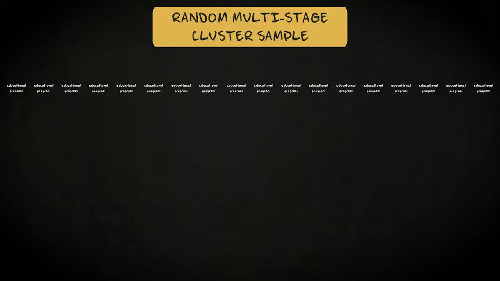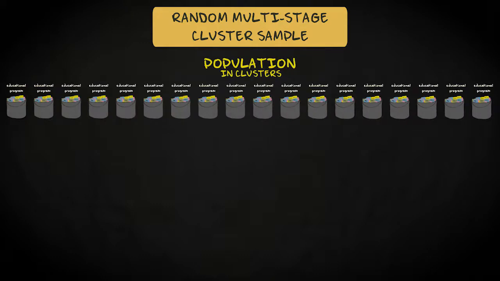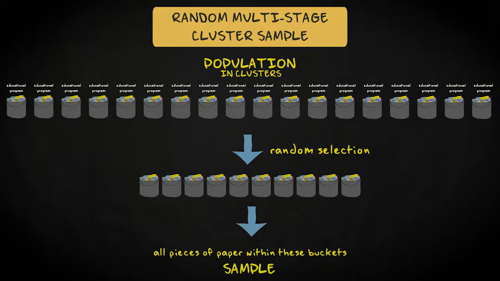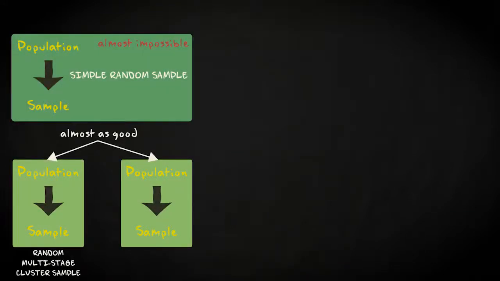It works as follows. First, you identify a large number of clusters within your population. For instance, the various educational programs in London in which the students are enrolled. Every program is represented by a bucket, and you put the pieces of paper with the names of students in the buckets of the programs in which they are enrolled. Next, you randomly pick a number of buckets, say 10. Then, you select all pieces of paper within these buckets. That's your sample. A random multi-stage cluster sample is a good choice if you don't have a good sampling frame, or if drawing a simple random sample would be very expensive.